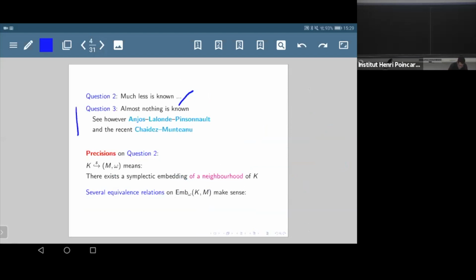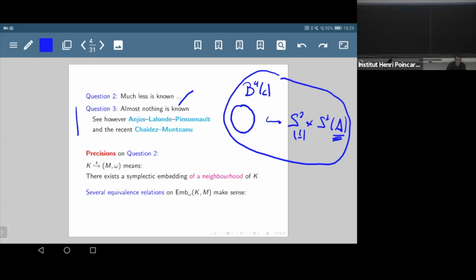But the last question, to understand the full homotopy type, is almost unexplored. So here I know only 2 works, the ones by Agnos and Lalonde, and the one by Lalonde and Pincenot first. So these authors, they studied the homotopy type of the space of symplectic embeddings of a fixed ball into a product of spheres. And the spheres, here you fix maybe the size to be 1, and here the size to be big A. And as a function of A, you fix also here a size. And as a function of A, you try to understand the space of symplectic embeddings of this space.